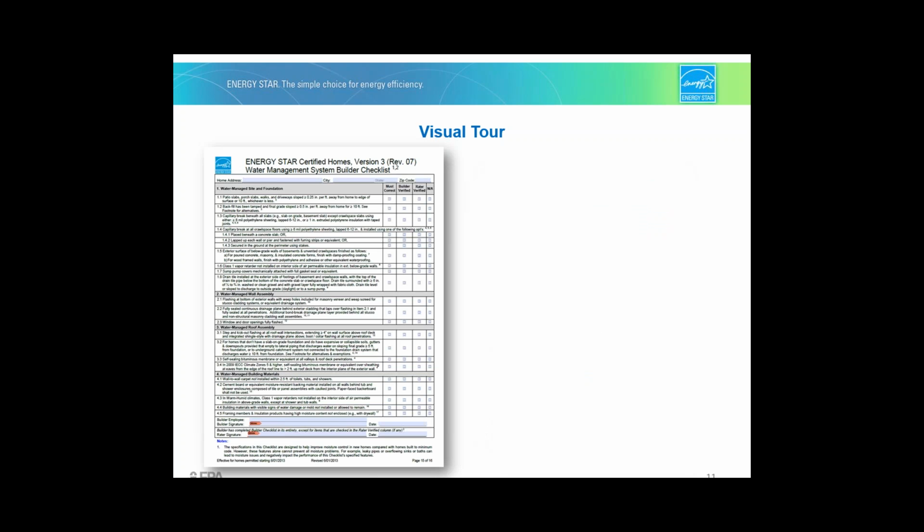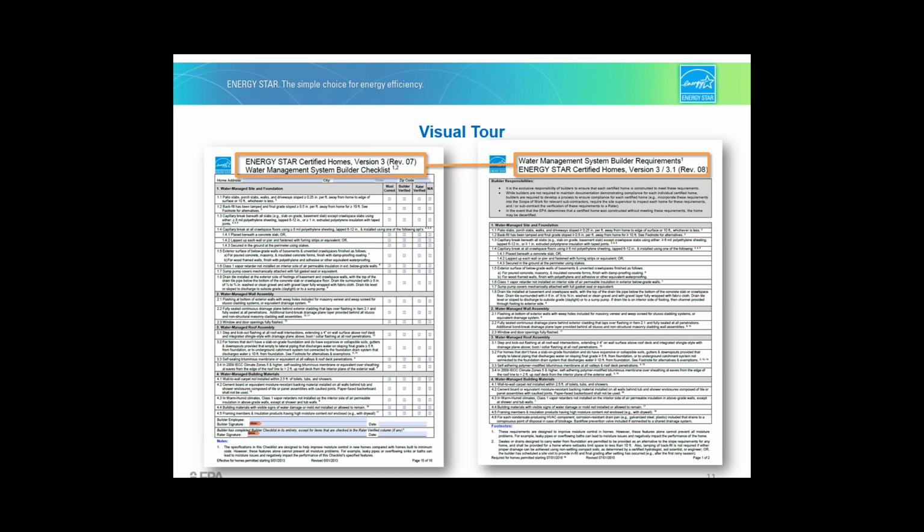And finally, the water management system builder checklist has been repurposed as the Water Management System Builder Requirements. This contains details that builders have to meet to ensure that water drains off of a roof, down a wall, and away from the foundation, and it includes several items to ensure that moisture inside the house is also managed, like showers, tubs, and HVAC drain pans.